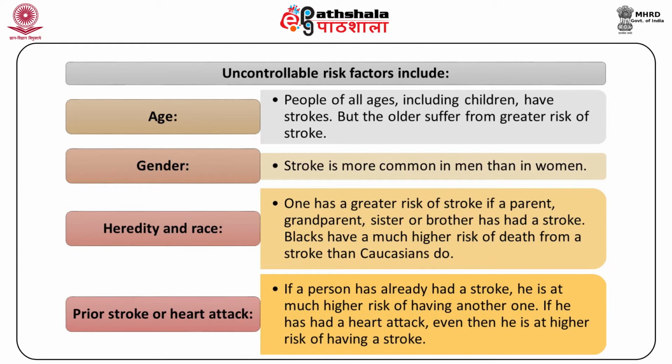People of all ages, including children, have strokes, but the older suffer a greater risk of stroke. Gender: stroke is more common in men than in women. Heredity and race: one has a greater risk of stroke if a parent, grandparent, sister or brother has had a stroke. Blacks have a much higher risk of death from a stroke than Caucasians do, partly because they are more prone to having high blood pressure, diabetes and obesity.